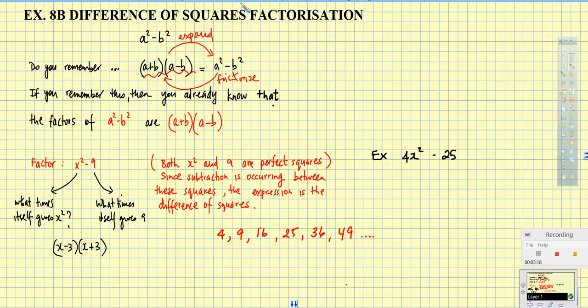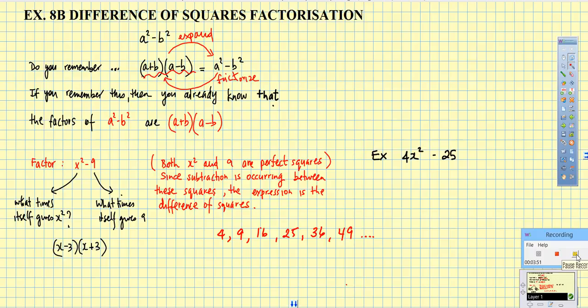So for example, if we had to factor x squared minus 9, well, the question that you're going to be asking yourself is, what times itself gives x squared? And then you'll ask yourself, what times itself gives you 9? So that if I take the square root of x squared, that'll give me x. And if I take the square root of 9, that gives me 3.